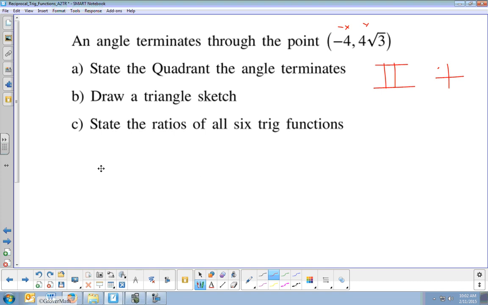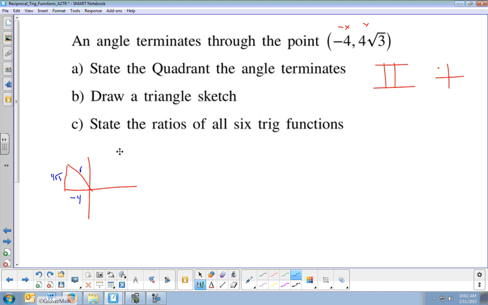Draw a sketch. So, okay, let's draw a little sketch over here. Quadrant 2 sketches we draw like this. Drop down our vertical line and label it. We know that the -4 is our x value, so that goes here. And the 4√3 is the y value, which is the vertical segment. And we want to state all ratios of all 6. So we need to find this r value here, like we've been doing in the previous lecture.